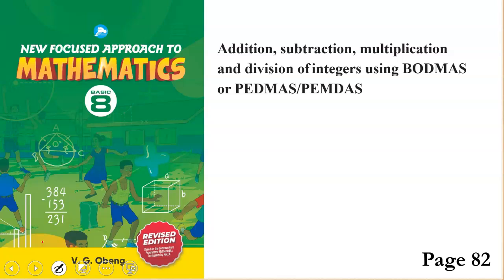This is the revised edition, and in this lesson, we are looking at addition, subtraction, multiplication, and division of integers using the acronym BODMAS or PEDMAS. In some cases, you see PEMDAS, but take note, for the PEMDAS, which I will explain later, it always has an arrow that says from left to right. I'll come to that. And so BODMAS simply means brackets, of, division, multiplication, addition, and subtraction.